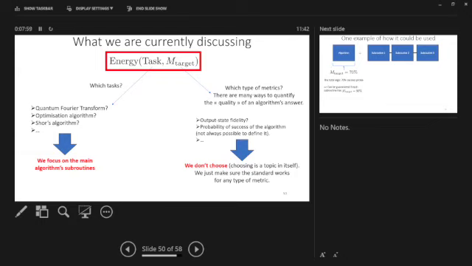So the thing we are currently thinking of is, because there are infinitely many algorithms we can do, to look at the important subroutines and to say that people should do the curve I showed before for all the important subroutines in quantum algorithms. So that if you combine them, then you can deduce the energy for any task.